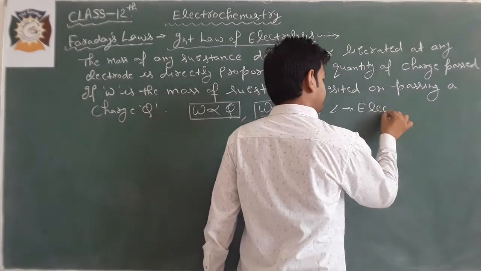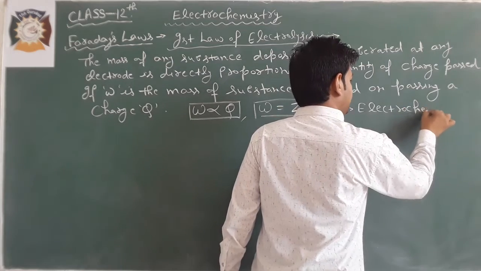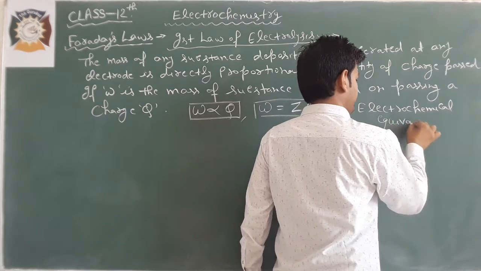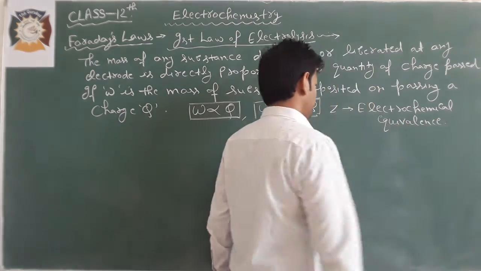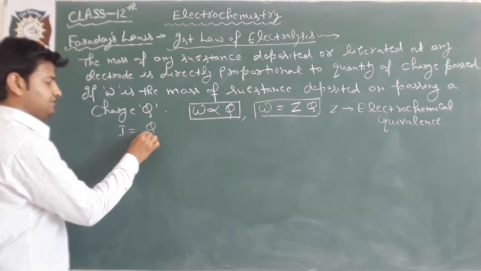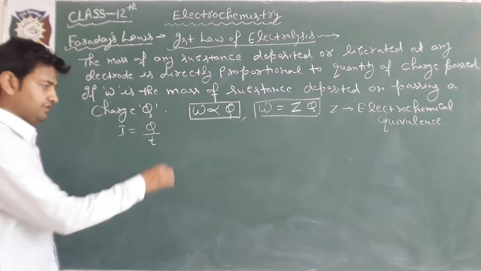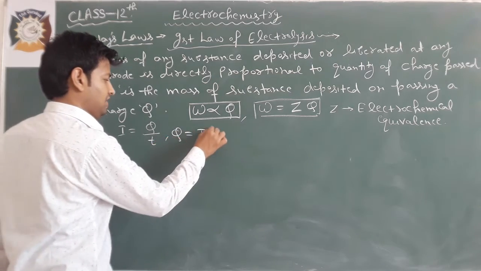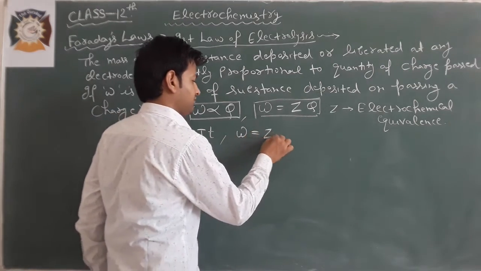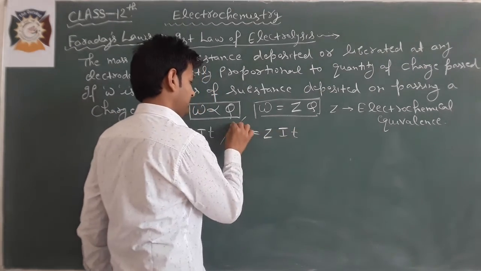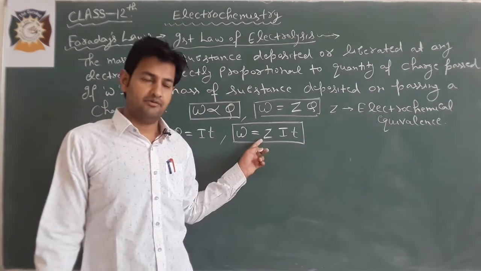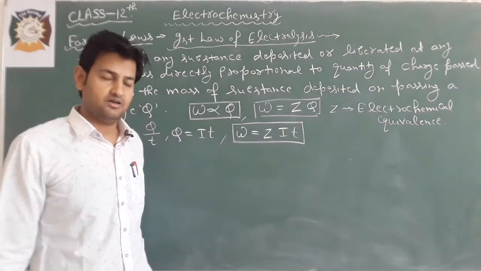Z is the electrochemical equivalence. W is equal to Z Q. As we know, current is equal to charge per unit time, so we can put Q is equal to I into T. So the weight deposited will be equal to ZIT. This is our relation. Z is the electrochemical equivalence, I is the current, T is the time.